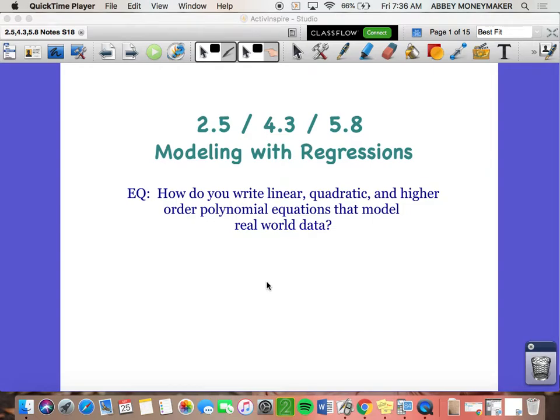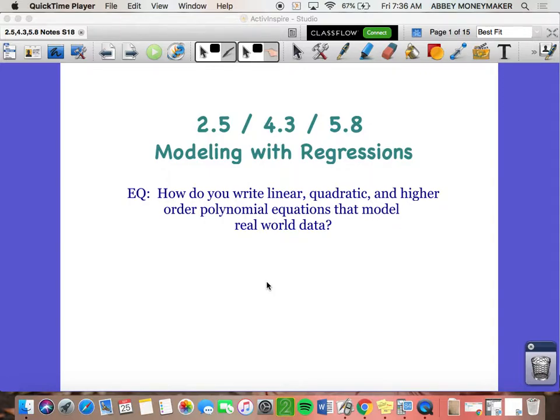Hey y'all, today we are going to go over the last section in Module C, and you can see we're doing a combination of 3 sections from the first module, the second module, and then this module because they all fall under regression. So our essential question for today is, how do we write a linear, quadratic, or higher order polynomial equation that models real-world data?